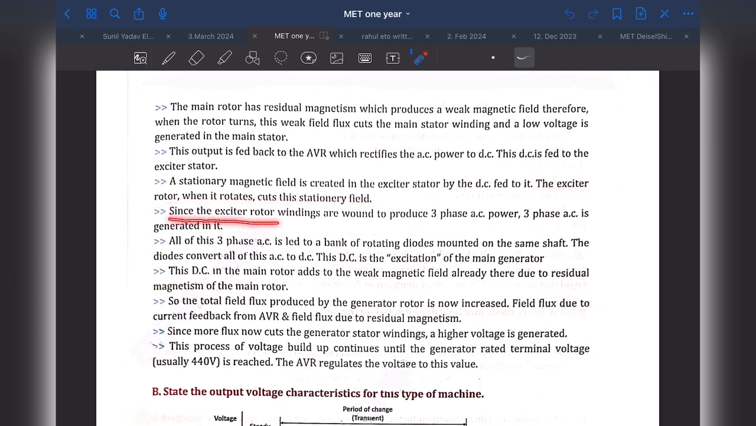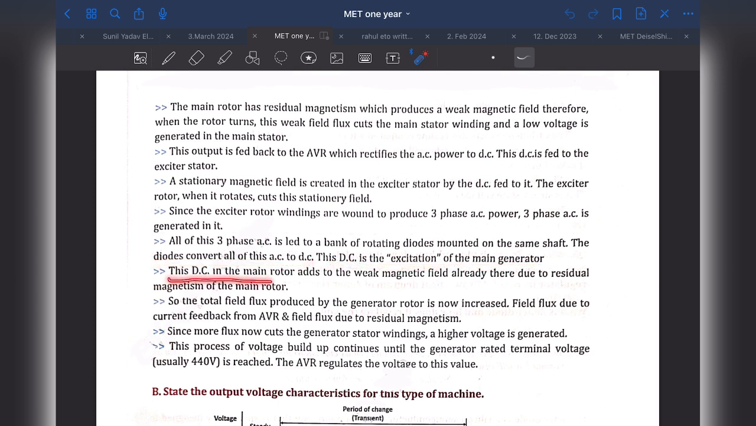Since the exciter rotor windings are wound to produce three-phase AC power, three-phase AC is generated in it. All of this three-phase AC is led to a bank of rotating diodes mounted on the same shaft. The diodes convert all of this AC to DC. This DC is the excitation of the main generator.